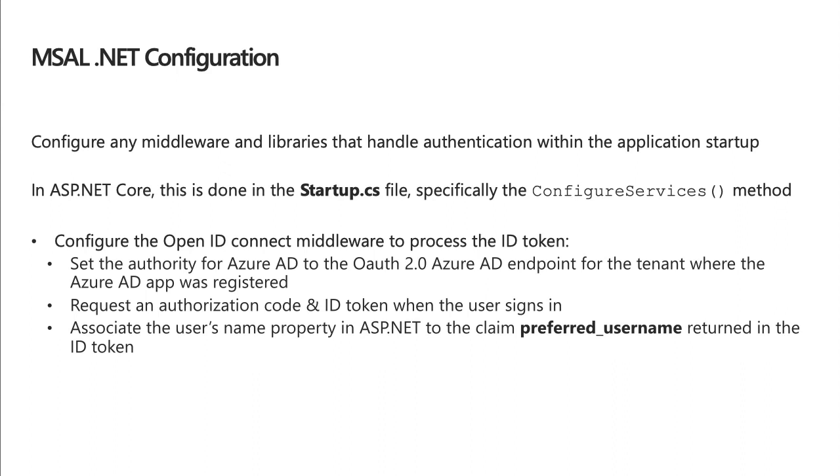Set the authority for Azure AD to be the OAuth 2.0 Azure AD endpoint. Request both an authorization code and an ID token when a user signs in, and associate the username property in ASP.NET to the preferred username claim returned in the token. And then finally, you're also going to create a callback when the authorization code is received to add all claims from the ID token to the current signed-in user's claims.